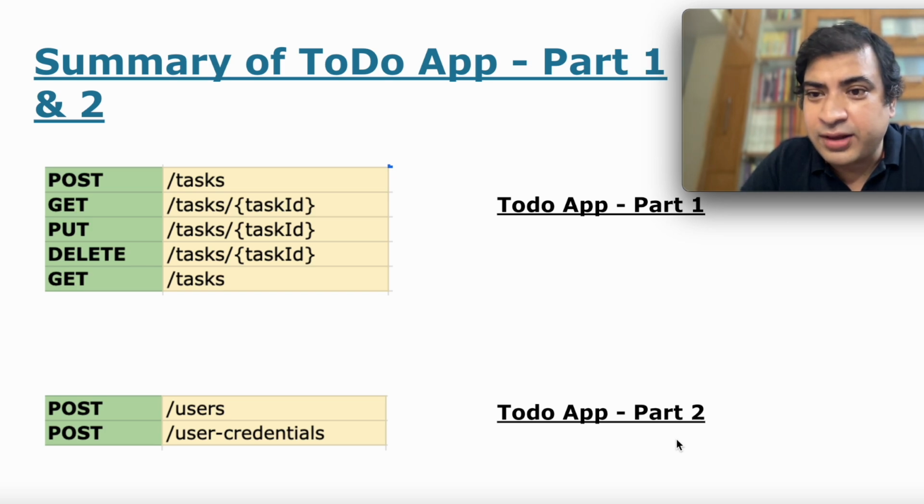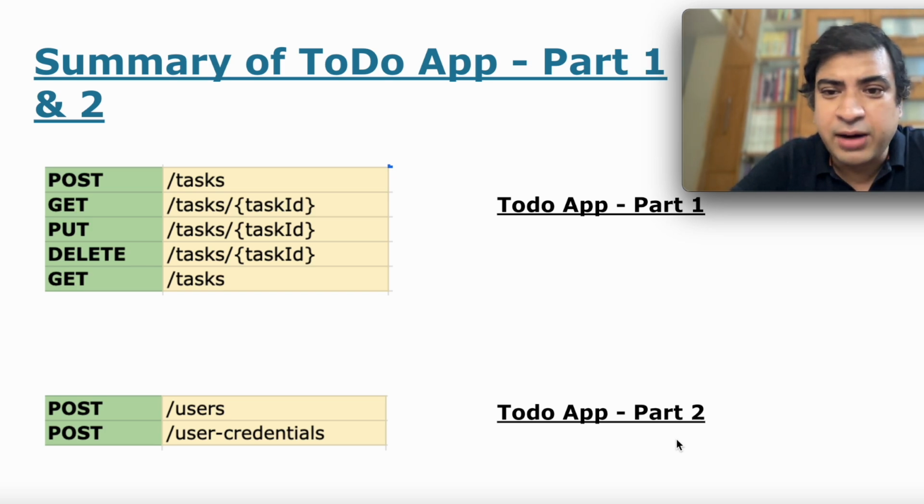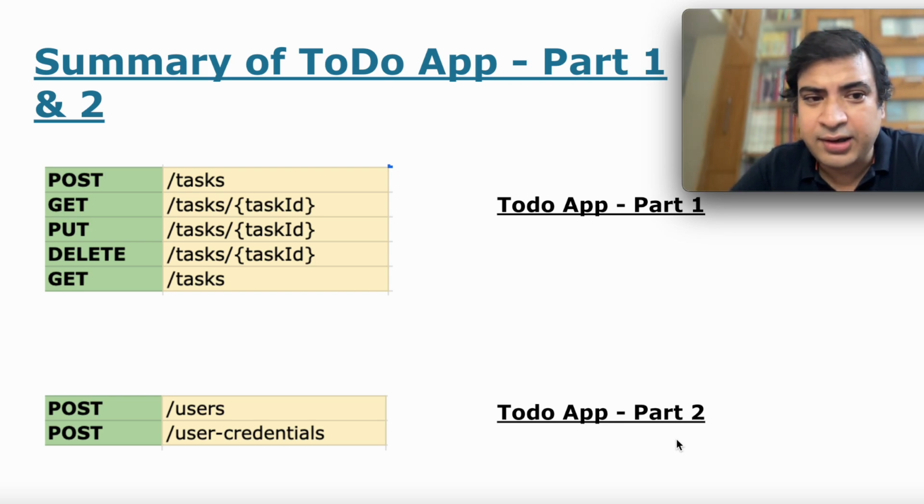Before I go to the third part, let me give you a quick summary of the first and the second parts. In the first part, we developed the task service. We developed all the endpoints related to tasks, like the post endpoint to create the task, get to retrieve the specific task, put to update and delete to delete the specific task. And in part 2, we created the users endpoint to create the user and also to verify login credentials.